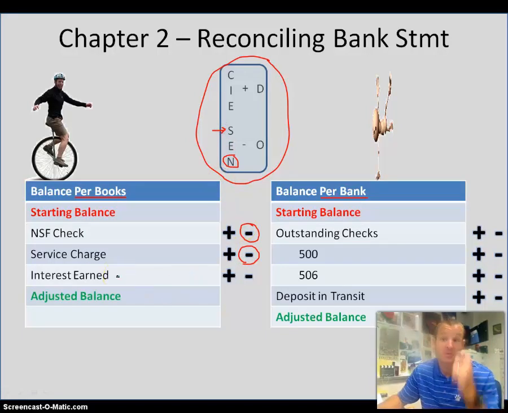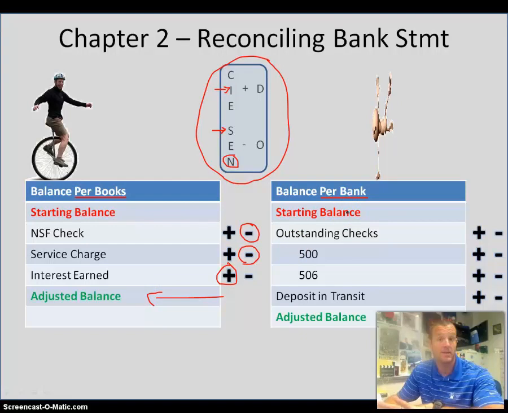And then any interest earned. The bank puts interest in our account because we've earned it. They increased the value of our cash, but we have not increased the value of our cash yet. So logically, we need to increase it. On the memory cue side, we also see that we increase it. Then after doing that, that gives us our new adjusted balance in our books. Then we do kind of the same thing on the bank side now.